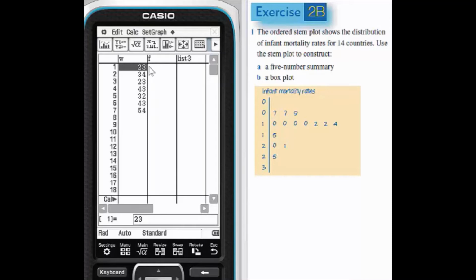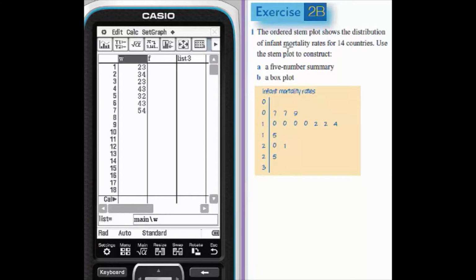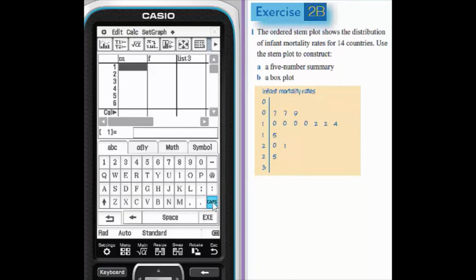You can see there's some data left in here. Don't worry about that. We can just overwrite it. I'm going to call this M for mortality. Delightful subject. Here we go. M for mortality. And of course, I got that by going to the keyboard. I'm going to take the caps off, go to these letters here to get my M.